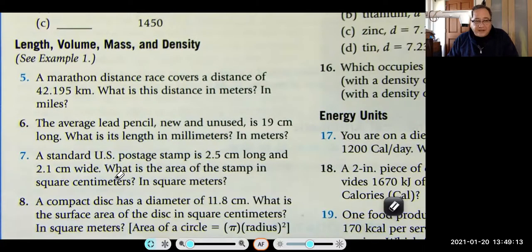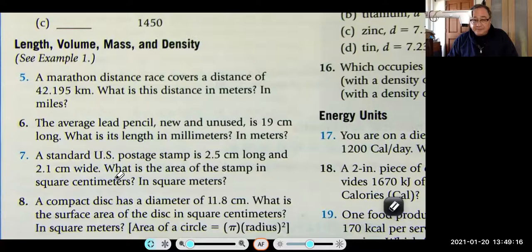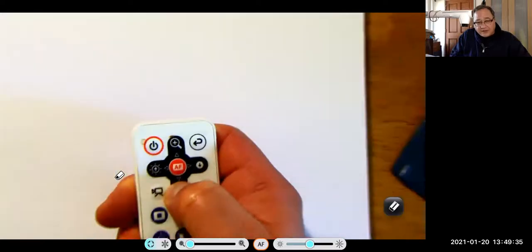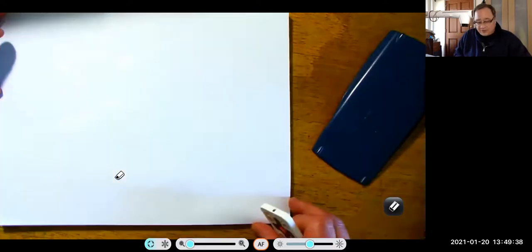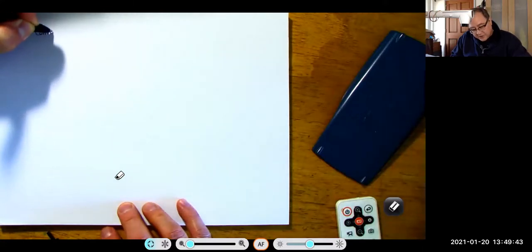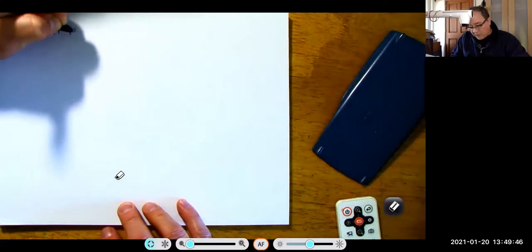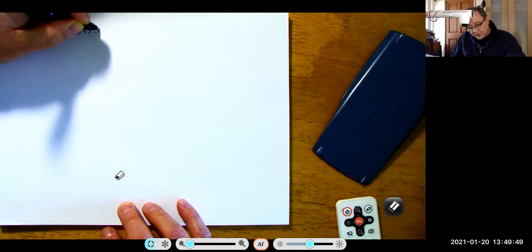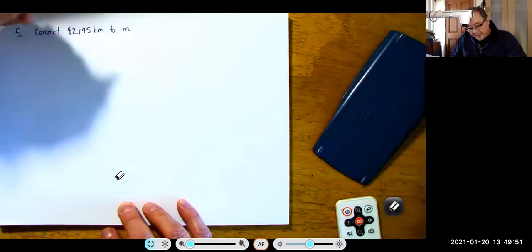Okay, does everyone have the understanding here of what we're about to do? We're going to change 42.195 kilometers to meters and also to miles. So there are 2 problems here. I have to zoom out, otherwise what I write is going to look like really big letters. So I'm going to write down 5, convert 42.195 kilometers to meters and to miles.